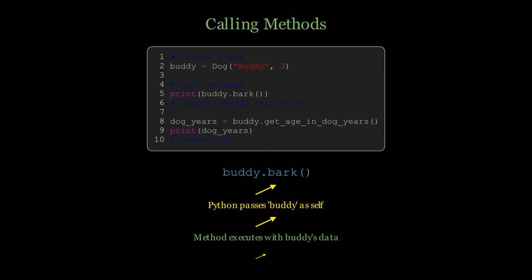You never manually pass self. Python handles it behind the scenes. This makes method calls clean and intuitive. Methods can take additional parameters beyond self. These parameters let you pass information to the method when you call it, making methods flexible and powerful.